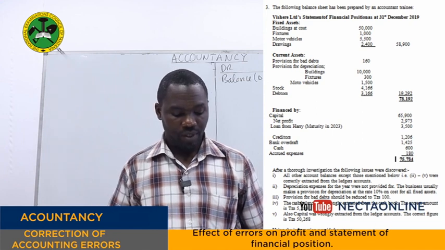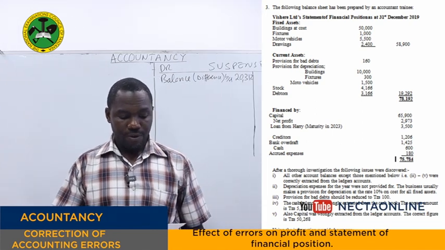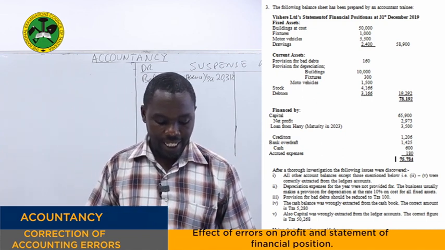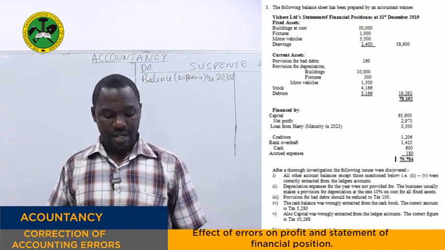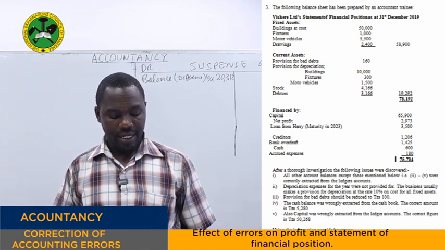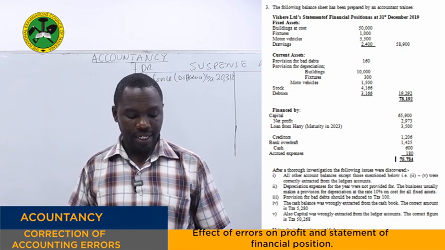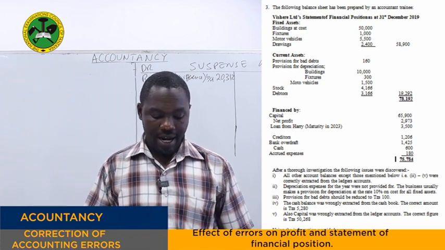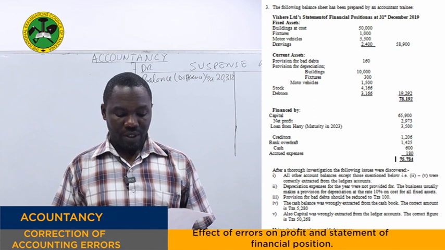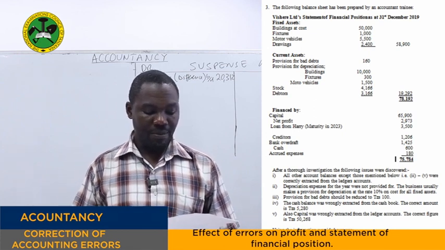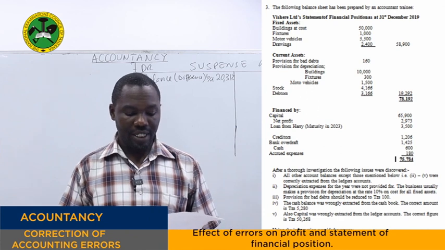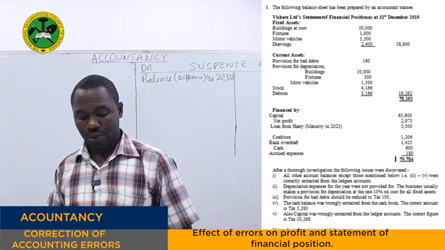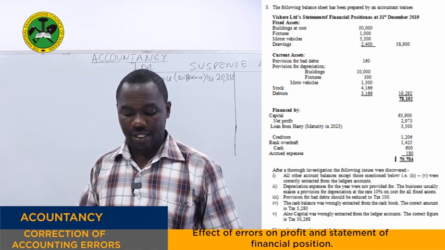Welcome back again. So from our question, we are required to prepare journal entries to correct the errors. So far, I read the first item, that was depreciation expenses for the year were not provided for. Basically, the business usually makes a provision for depreciation at the rate of 10% on cost for all fixed assets. Let us now open our journal entry to provide these depreciations.